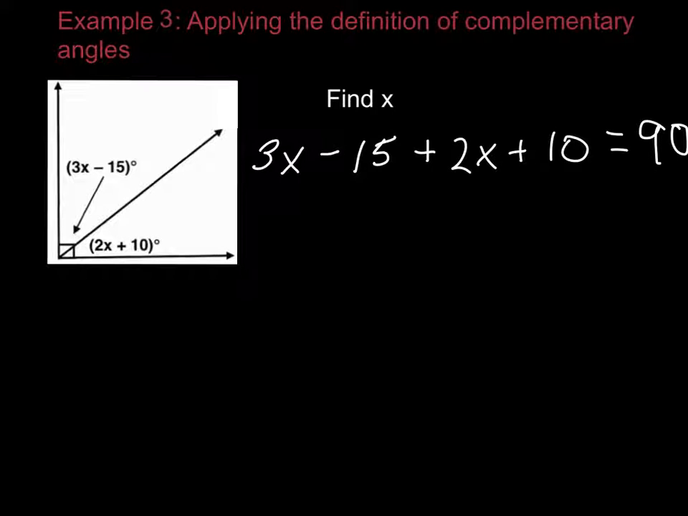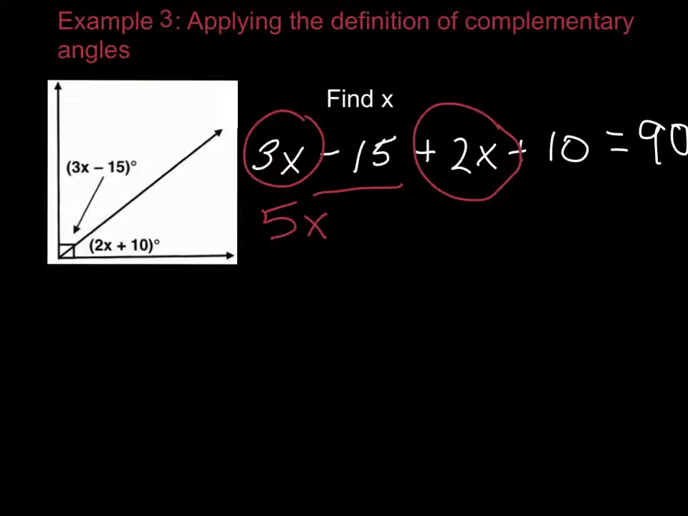All right, the first thing we want to do is combine our like terms. So we could go ahead and combine 3x and positive 2x to get 5x. And then I'm going to call this a negative 15 because I always turn addition into subtraction. So this is the same as saying plus negative 15. So negative 15 plus positive 10 is going to give us negative 5. So we end up with 5x minus 5 equals 90.